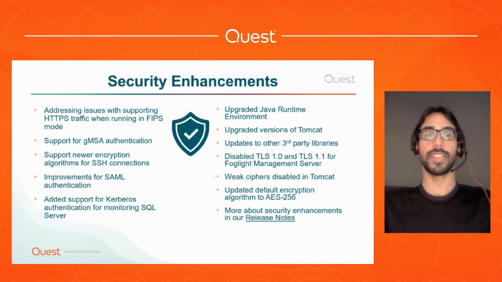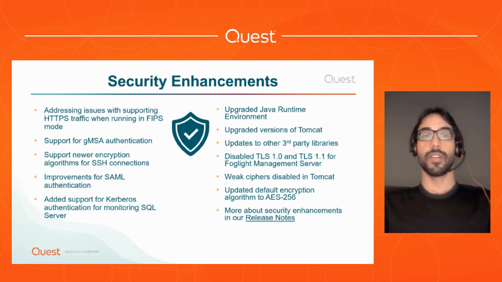We have disabled TLS 1.0 and TLS 1.1 for the Foglight management server, and weak ciphers have also been disabled from Tomcat. This is something that could be done manually before, but we have updated the default configurations. We have also updated default encryption algorithms to AES 256 and addressed issues with supporting HTTPS traffic when running in FIPS mode that we had encountered in Foglight 7.1.